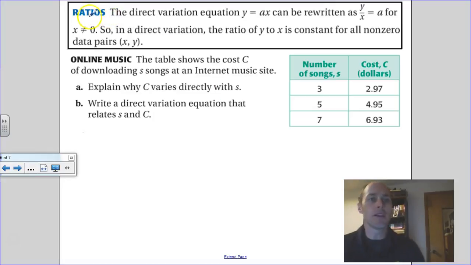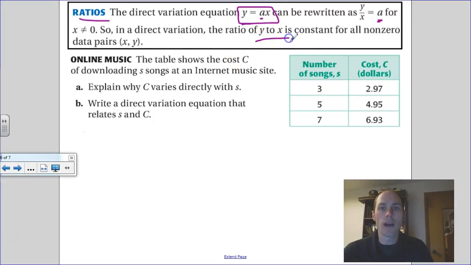So that's what's explained here, how to find the ratio. We just take our y divided by x to find our constant of variation, then plug that into our equation. So the ratio of y to x is constant for all those ordered pairs. That's why we can apply that to any ordered pair.